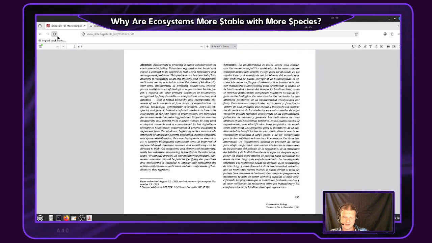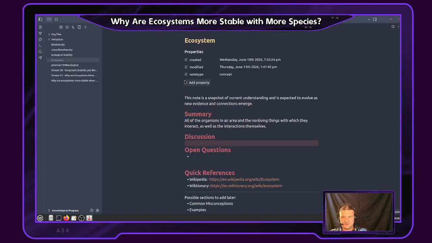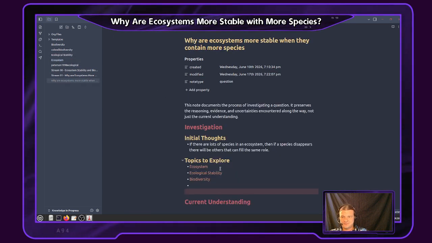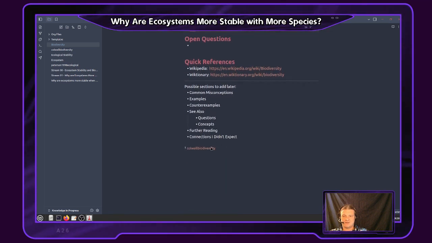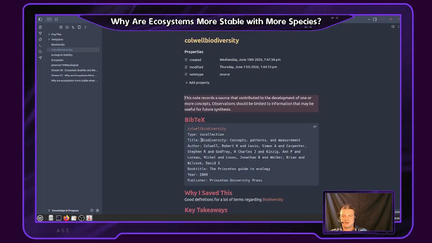Now, let's go back to our vault. So we're going to want to have a clearer definition of an ecosystem here. We'll continue filling that in. We were looking at biodiversity. And here we were citing a source already, right? We have a footnote to this Caldwell biodiversity paper. This was a chapter in a book. This is the Princeton Guide to Ecology book.